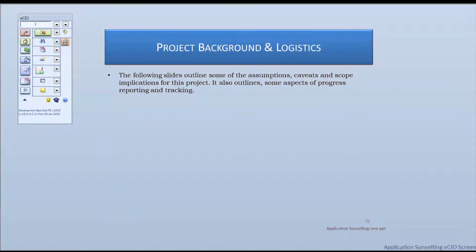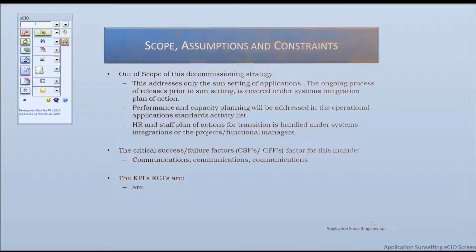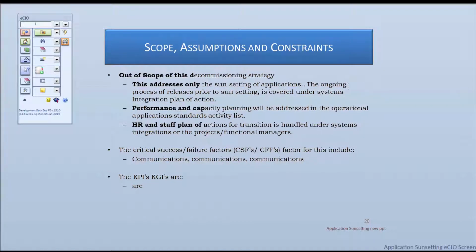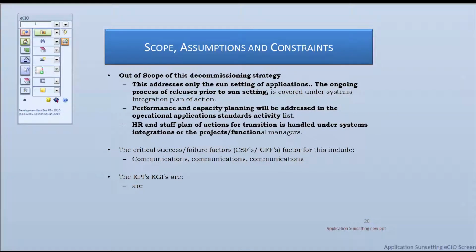This next part talks a little bit about the assumptions, the caveats, the scope, implications, just to give you a little idea about what we were trying to do. It doesn't go into a lot of details. We did identify critical success factors and KPIs, KGIs.